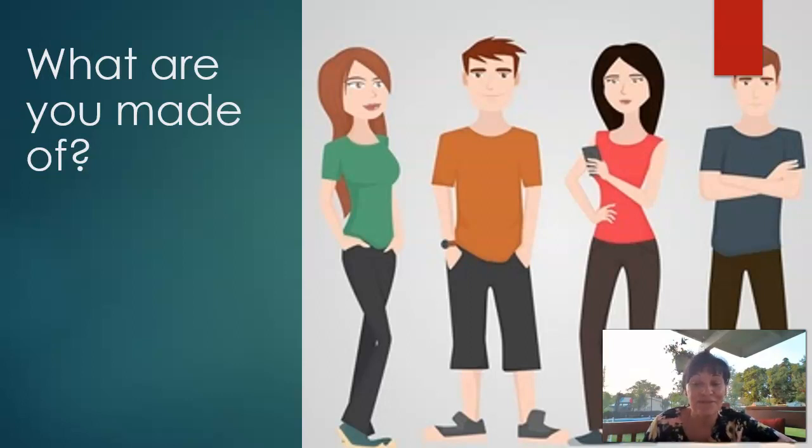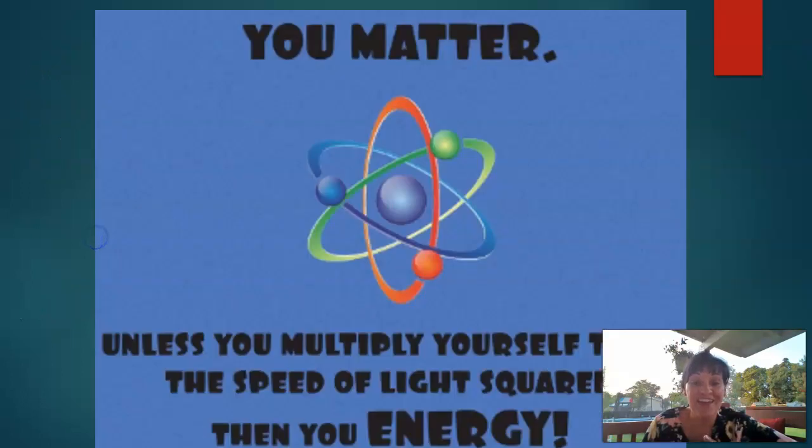You are made of, here's our first science joke, matter. Unless you multiply yourself by the speed of light squared, and then you're energy. That's a really science nerdy joke. So, you know, E equals mc squared, and then if you rearrange that, you've got m equals E divided by the speed of light squared. So there you go. You are made of matter.